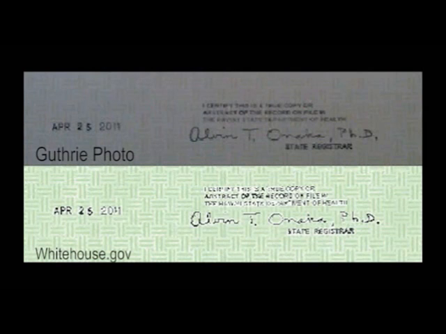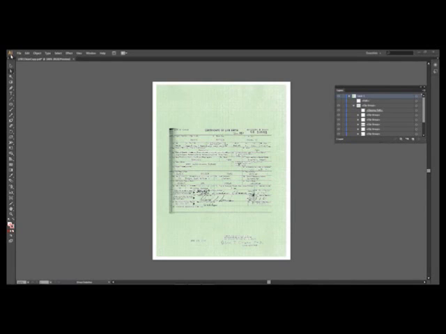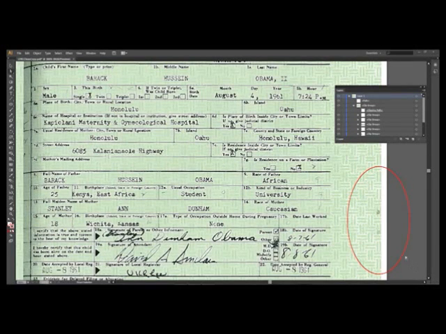We know this because the hand-placed date stamp and the hand-placed registrar's seal line up perfectly on both documents. So, we shouldn't have anything hidden behind a clipping mask on the White House scanned image that was not on the Guthrie photo to begin with. When we open the image posted at whitehouse.gov inside of Adobe Illustrator, at first everything looks as it should. When the clipping mask is shut off, however, we find hand-drawn markings that were not on the certified long form photographed by Savannah Guthrie. Let's zoom in on this.